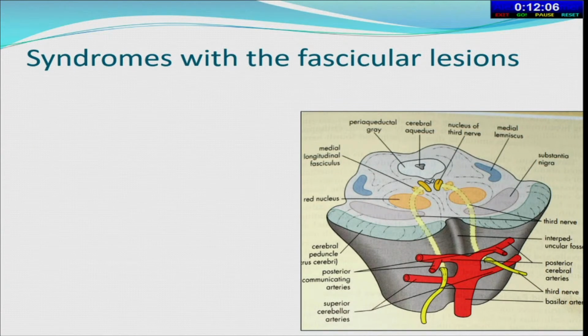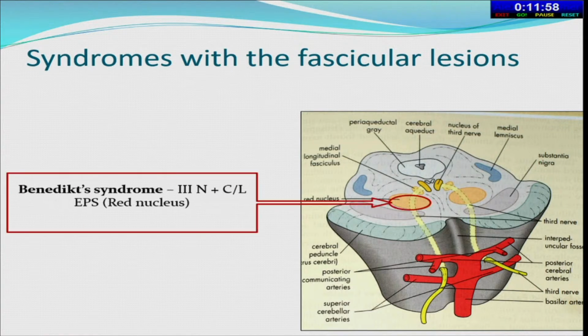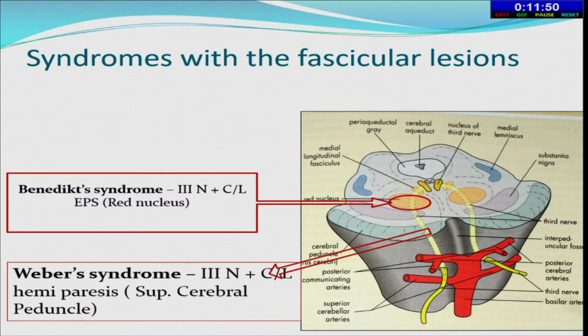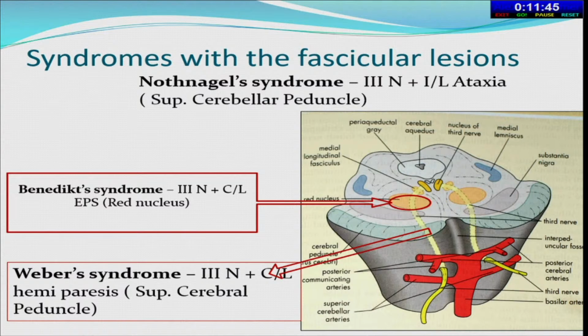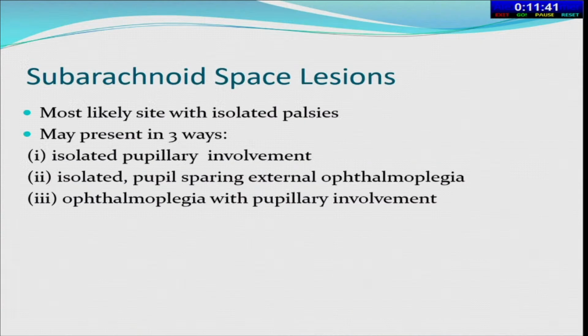There are certain syndromes which are associated with the third nerve depending on the site of lesion. When the red nucleus is involved, you can have third nerve palsy with contralateral extrapyramidal syndrome, known as Benedict syndrome. If the corticospinal tract is involved, then you will have contralateral hemiparesis, known as Weber syndrome. If the cerebral peduncle is involved, then you may have Nothnagel syndrome.